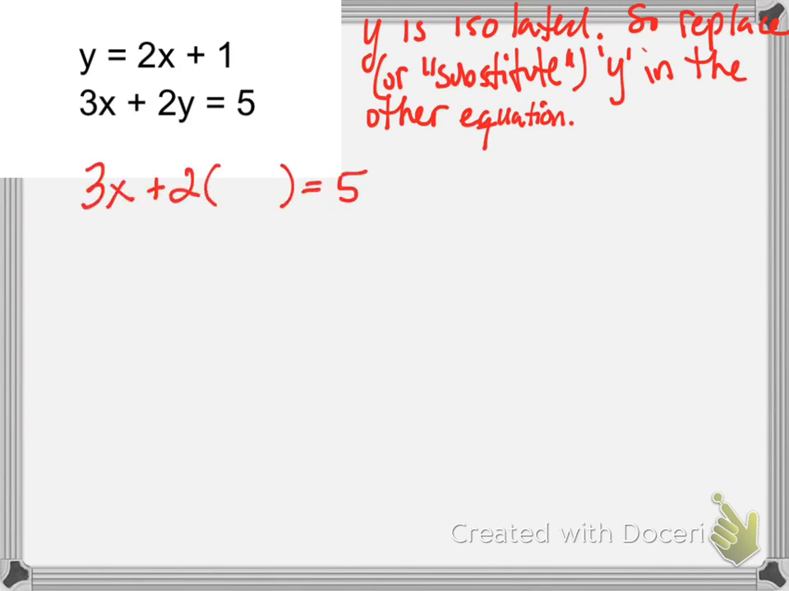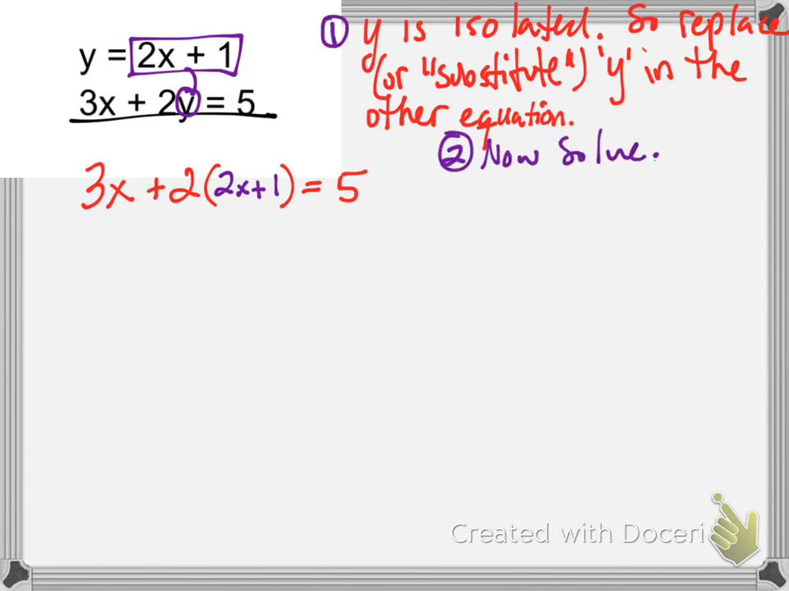So I'm going to rewrite this expression here, only I'm leaving a space where I'm going to plug in the other expression. So I'm replacing y with 2x plus 1, and now I have one variable in the equation, so I can just solve it the way I normally would.